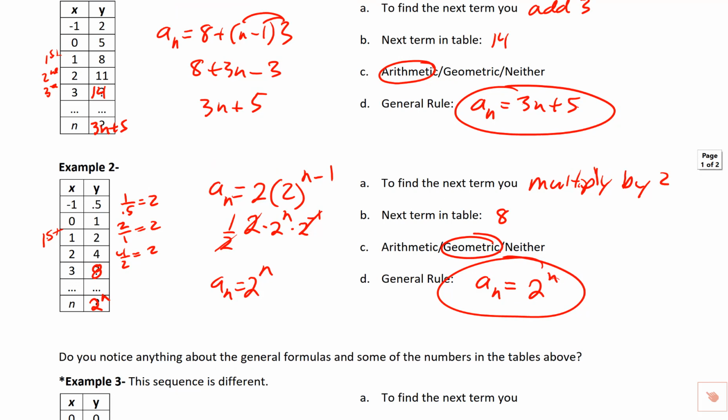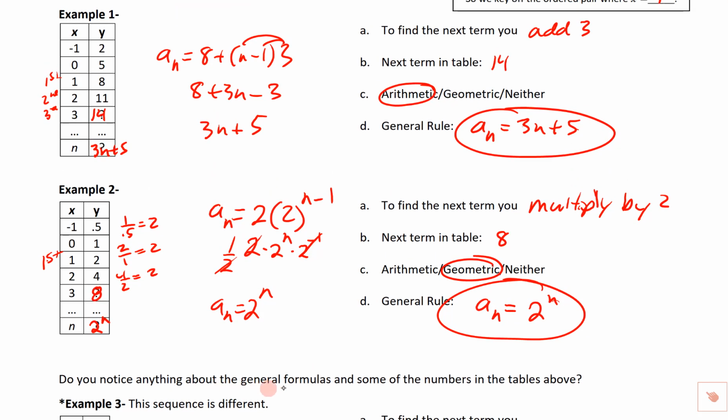And then do you notice anything about the numbers in the general formulas and some of the numbers in the table? If we take a look at this right here, we've got a 2. Well, there's a 2 right there. And if we take a look at this one right here, we've got a 5 and a 3. So I don't really see any 3s other than the, oh, there's a 3. But the common difference is 3, but there is a 5 right there. Okay, so just kind of keep that in mind as we go through here.